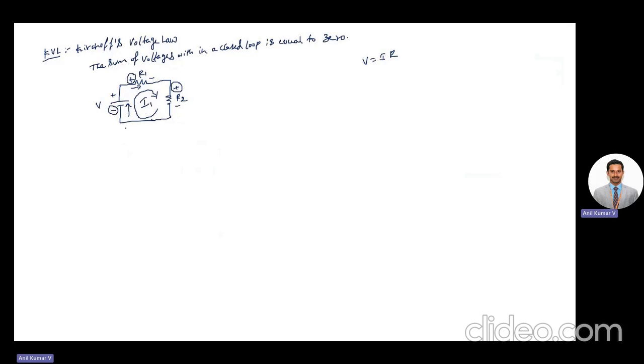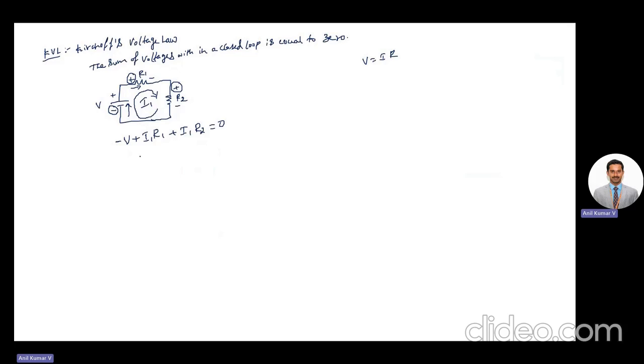If I start applying KVL, for the voltage source I can directly write V, and since the entering polarity is a minus, I'll take it as minus V. Then I come across the resistor R1, and the entering polarity is plus. The voltage across the resistor is I into R, and the current flowing across R1 is I1, so I can write I1 into R1. Similarly, across R2 again it is a positive polarity, and the same current flows across R2, so that is I1 into R2, equal to 0.